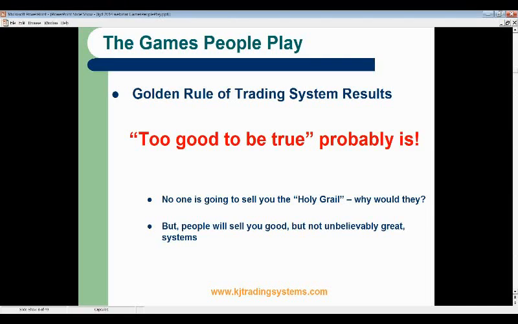But that doesn't mean it can't be a good system. There's a lot of people who do sell good advice, good systems, and it's just not the be-all and end-all of trading systems. So that's something to keep in mind. That's just the golden rule, so keep that in mind as we go through all this. And you'll see results time and time again, things with trading that just look too good to be true, and it turns out they are.